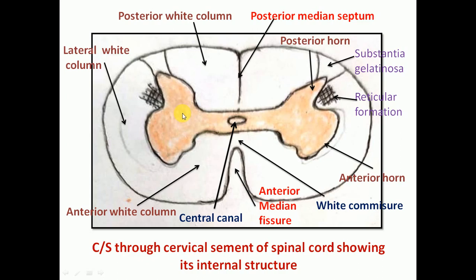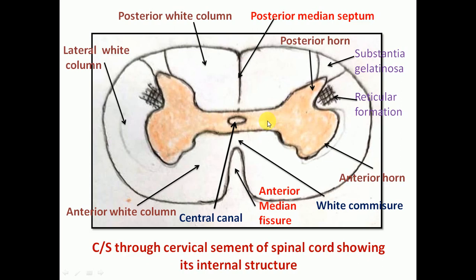There is an H-shaped gray matter, and outside there is white matter, and centrally there is the presence of the central canal. Now this gray matter is made up of neurons or nerve cells, neuroglial cells, and blood vessels. This internal aspect of the spinal cord is divided into two equal halves, right and left, by the anterior median fissure and, posteriorly, the posterior median septum or sulcus.